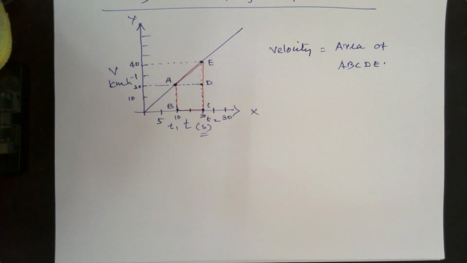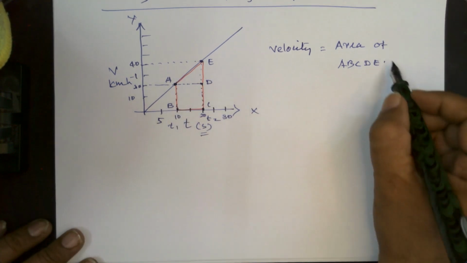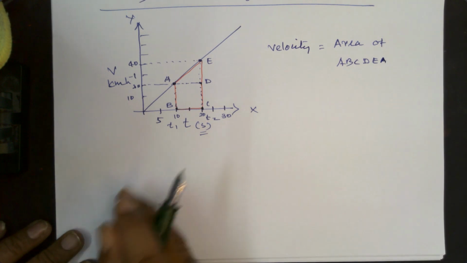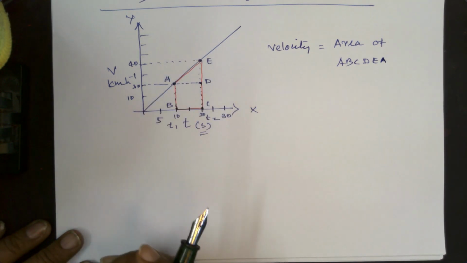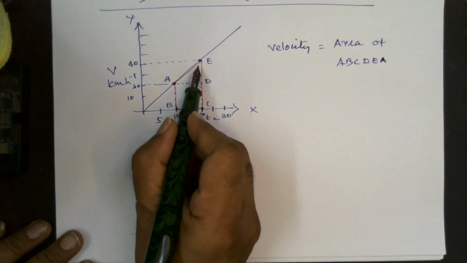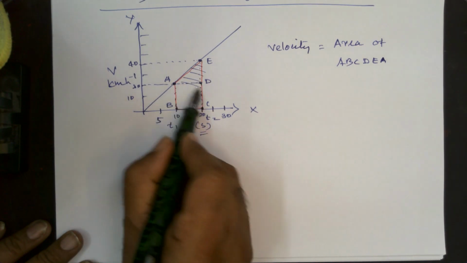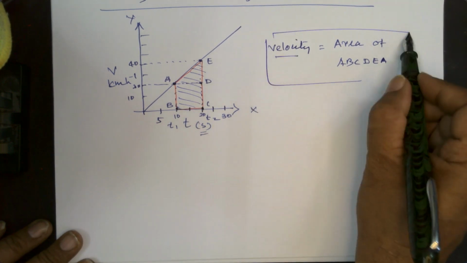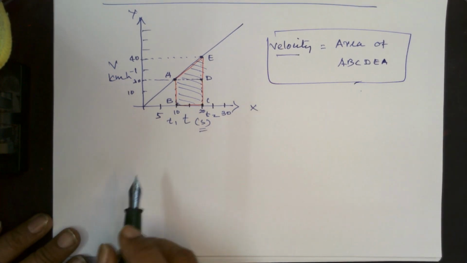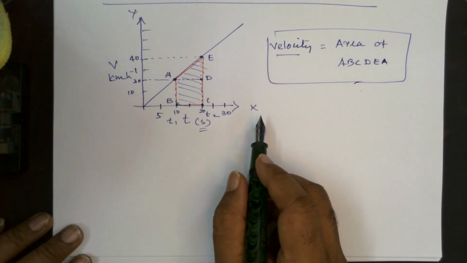Are you able to follow? So this is the area of one square and one triangle. Okay. So you can include A also: A, B, C, D, E, A. Okay. So this area represents what? The velocity. Are you able to follow? So can you calculate the velocity here?